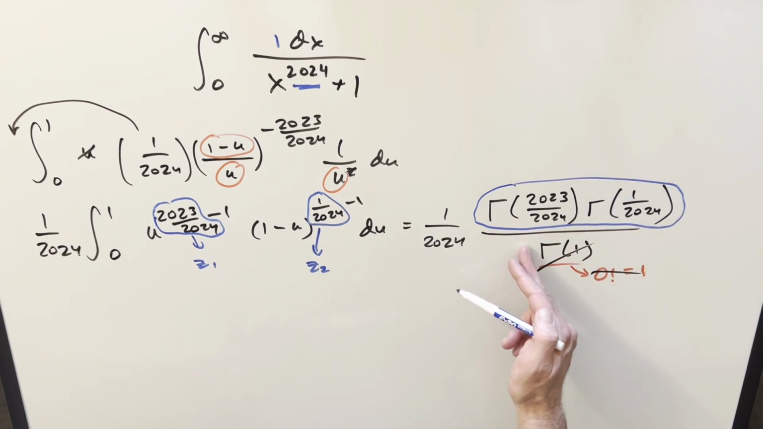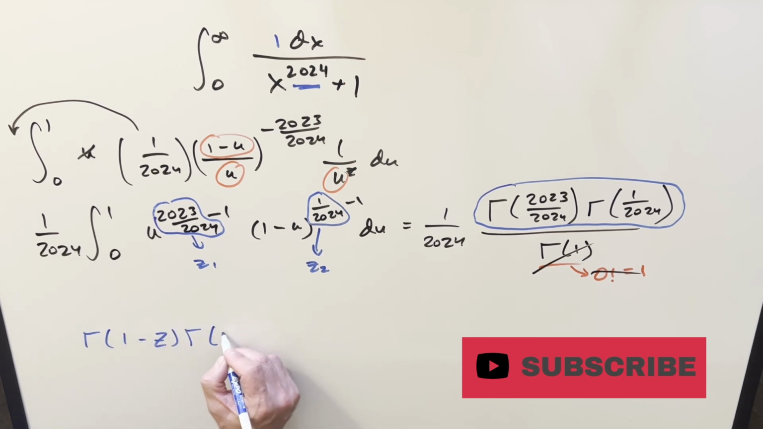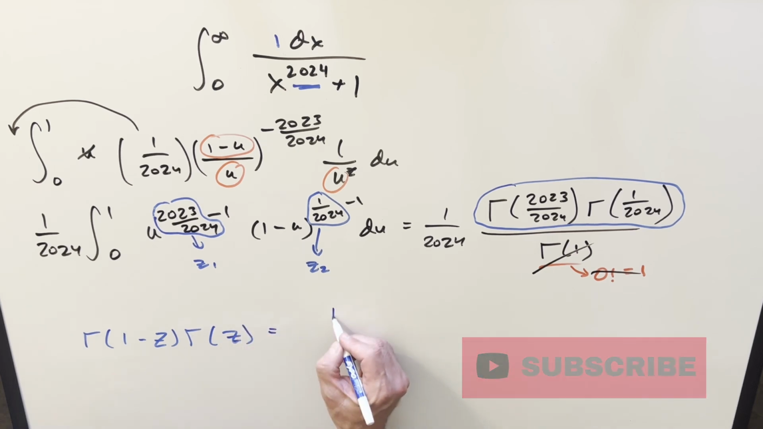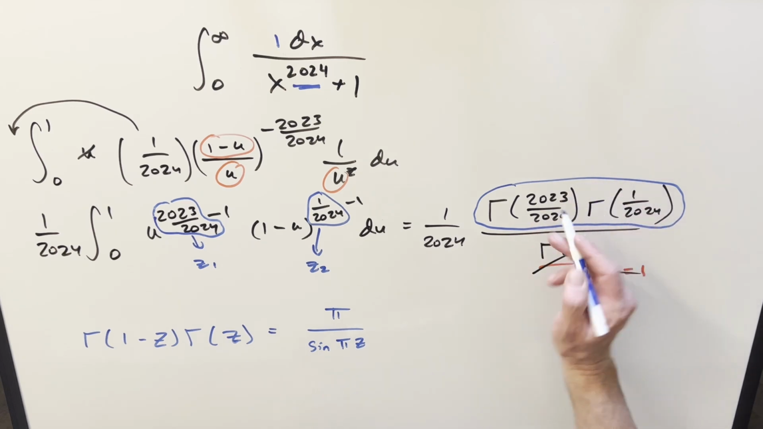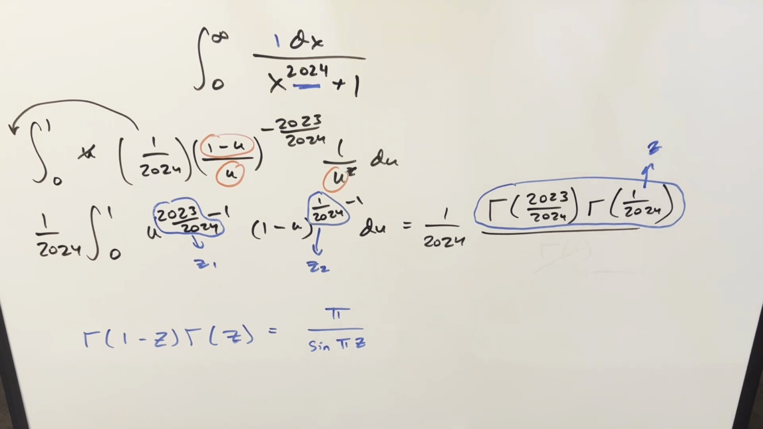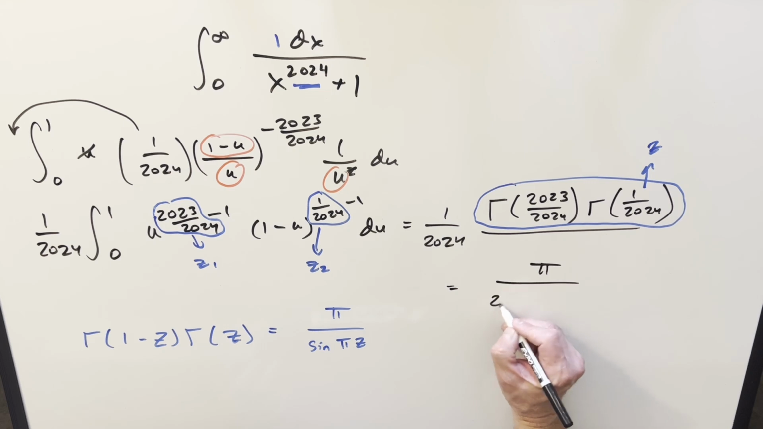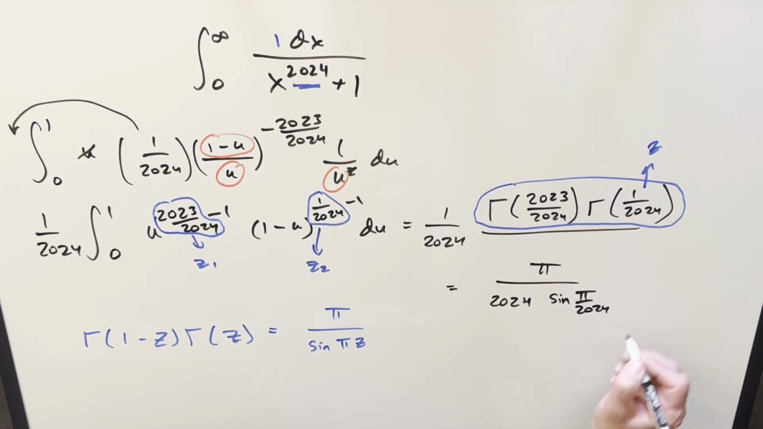You may notice this is exactly in the form for Euler's reflection formula. Euler's reflection formula is gamma of 1 minus z times gamma of z, and this is the same thing as pi over sine pi z. Because our z1 and z2 add up to 1, this is in exactly the right form. You can use it either way, but I think it's nicer to call this our z value. So putting this all together with the constant, for my final solution we just get pi over 2024 sine pi over 2024, and that's it.